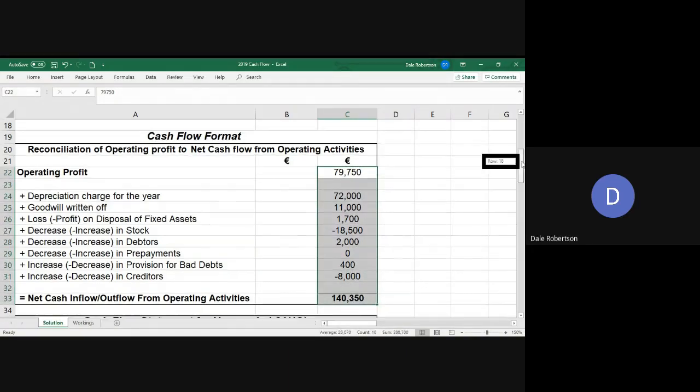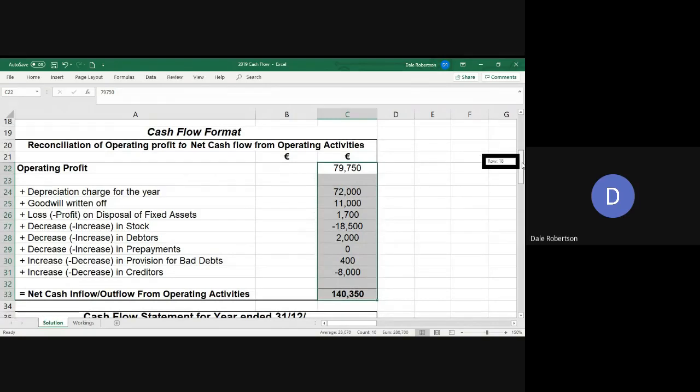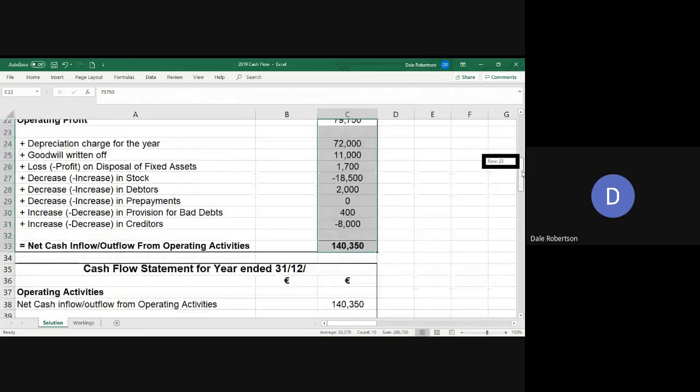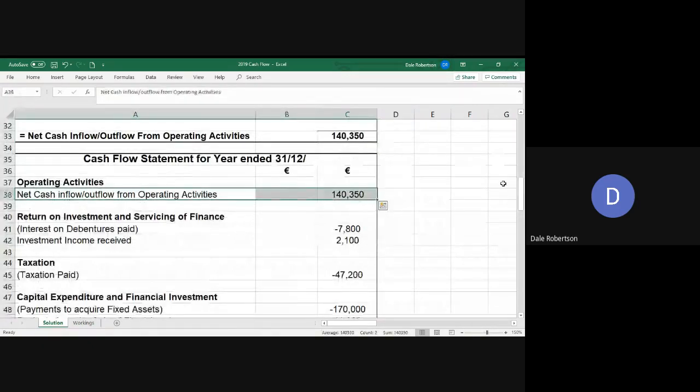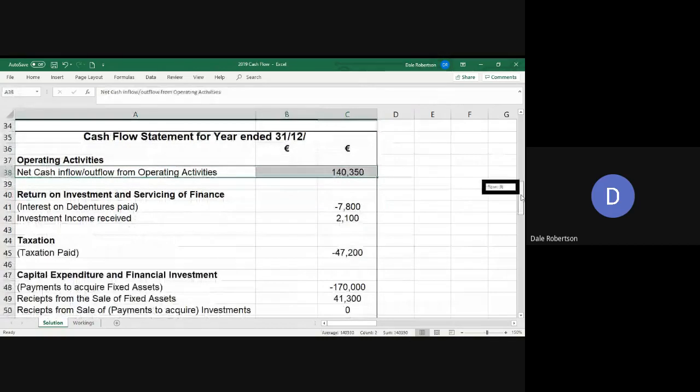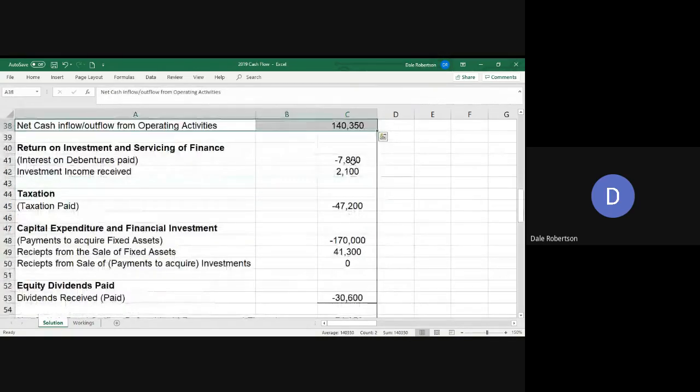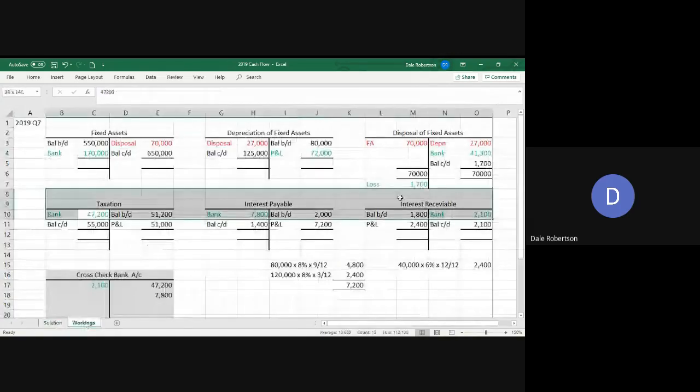You know the template, it's just filling in numbers at this point. This 140,350 starts us off here at the start of the cash flow statement. Now, here you have your bank figures, and the bank figures are very relevant here. The -78, the +21, and the -47,200 for tax, they are all these green numbers. Those three greens from the T accounts.